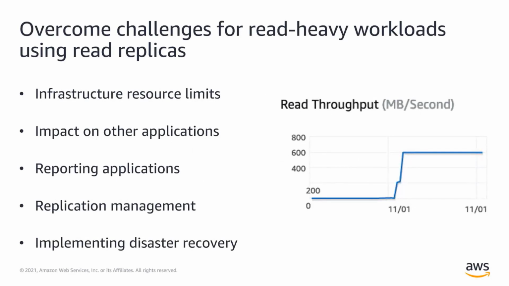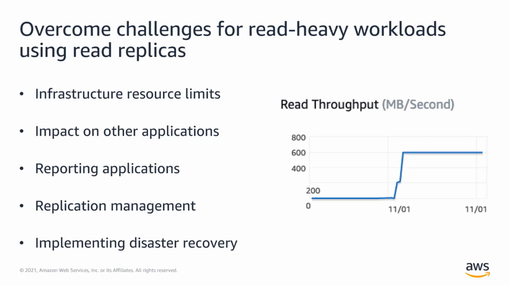Next, let's talk about some of the challenges for read-heavy workloads and how you can overcome those challenges using Amazon RDS read replicas. There are some infrastructure resource limits on how much you can vertically scale your single database instance, which takes both read and write operations. Using read replicas, you can redirect the excess read traffic to one or more replicas, and you can elastically scale out beyond the capacity constraints of a single database instance.